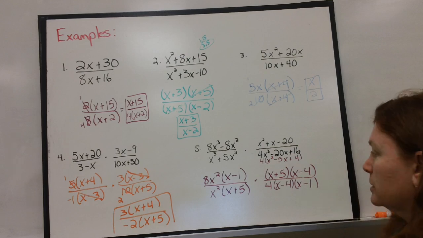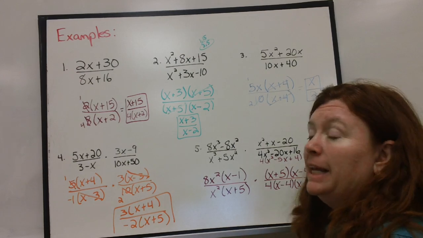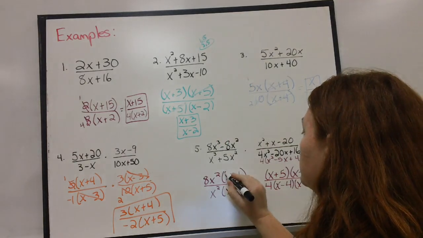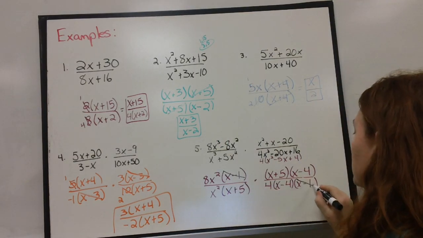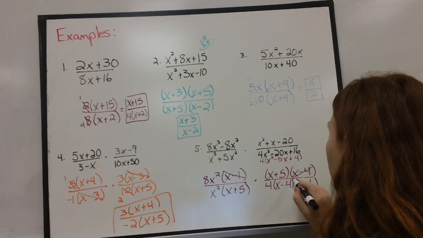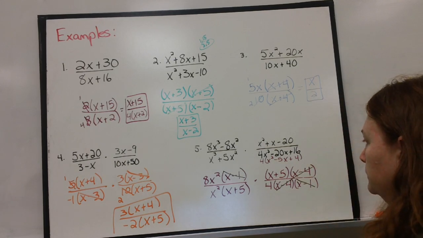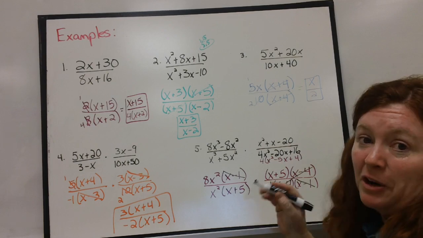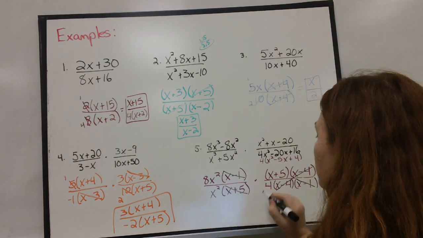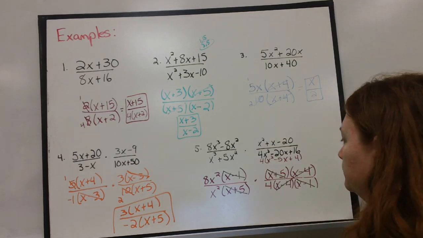Let's see what we can cancel. One at a time. Any matching pair that's in a numerator and a denominator. I see an x minus 1 and an x minus 1. I see an x minus 4 and an x minus 4. Oh, I've got my arrows or my lines going in different directions. Sorry about that. I have an x plus 5 and an x plus 5.